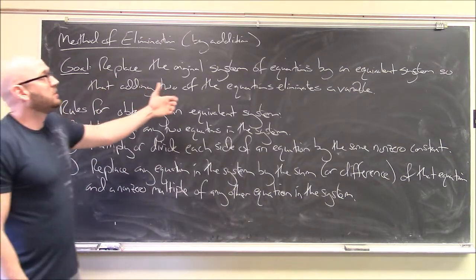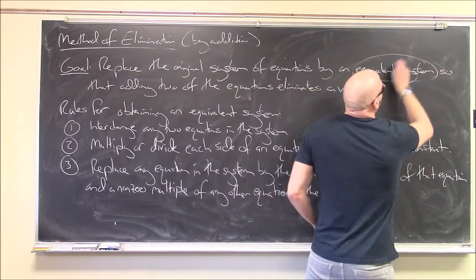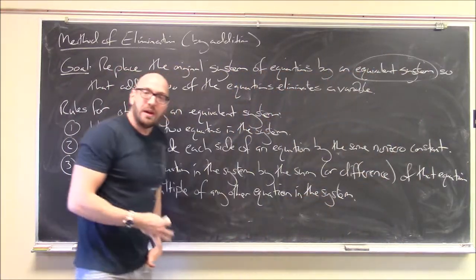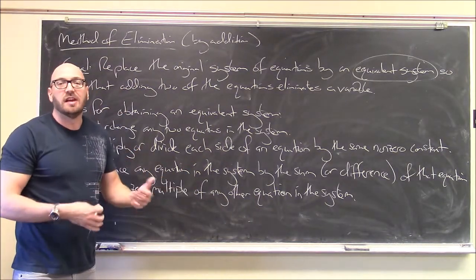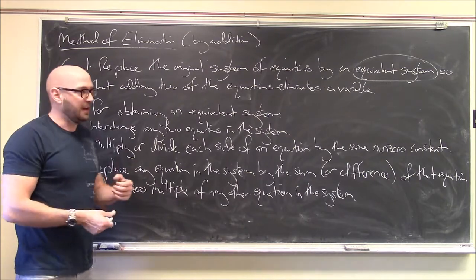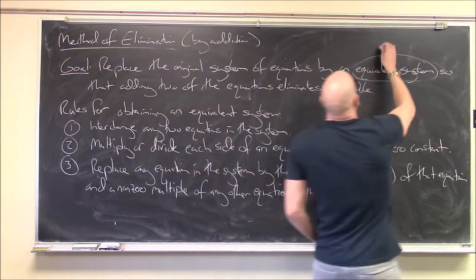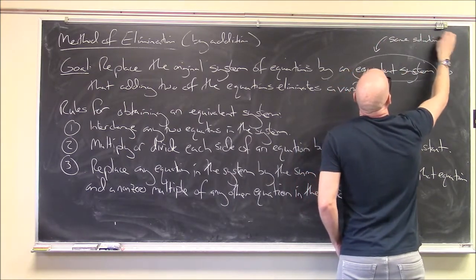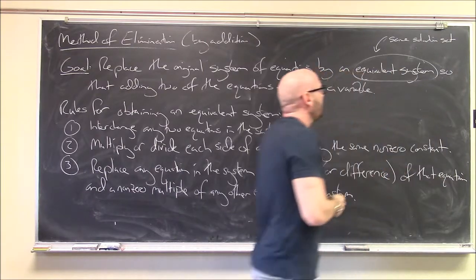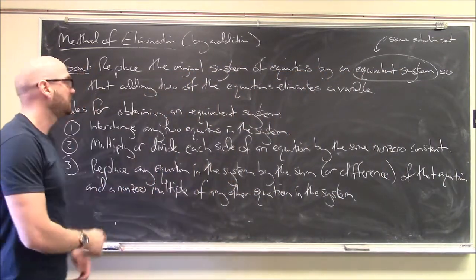We're going to replace the original system of equations by an equivalent system. What do I mean by equivalent system? Formally, I mean a new system of equations that has the exact same solution. So I'm not changing the solution set. If a solution exists, we'll end up with the same solution. So here I just mean same solution set. So even though I'm going to change what my equations look like, my solution set remains unchanged.